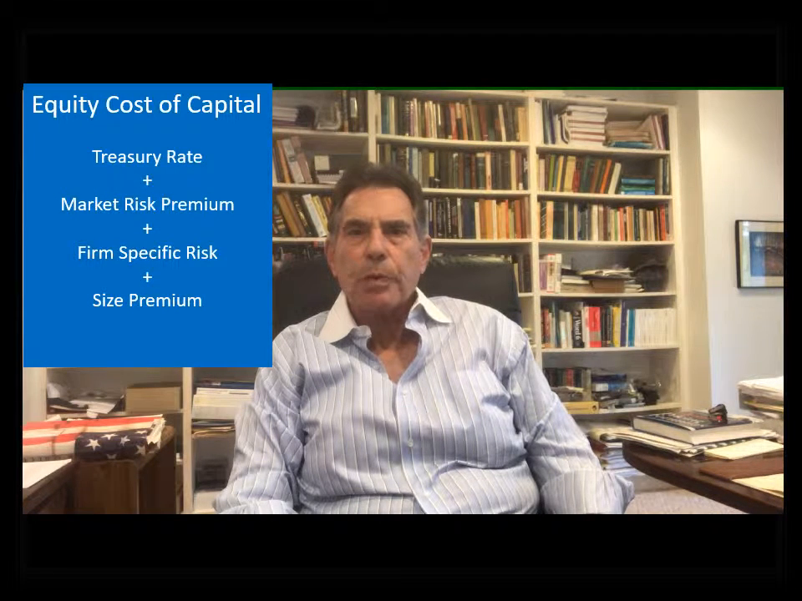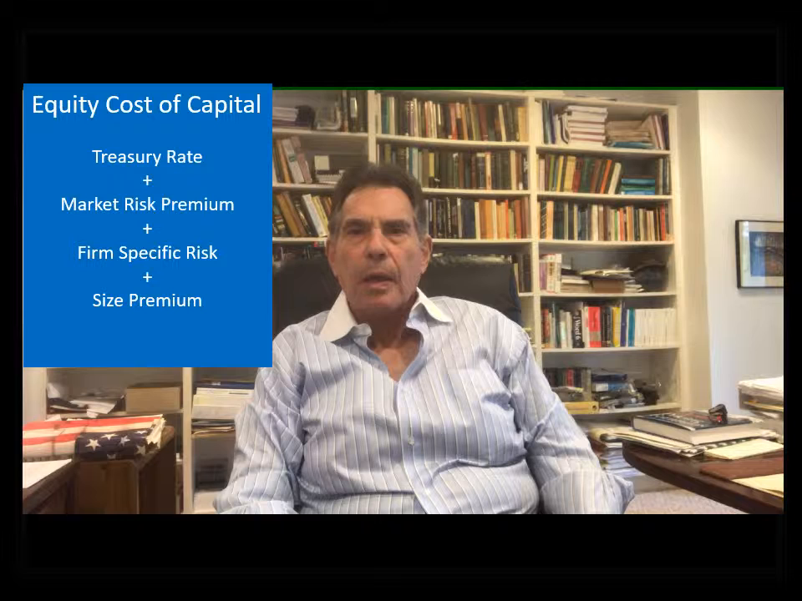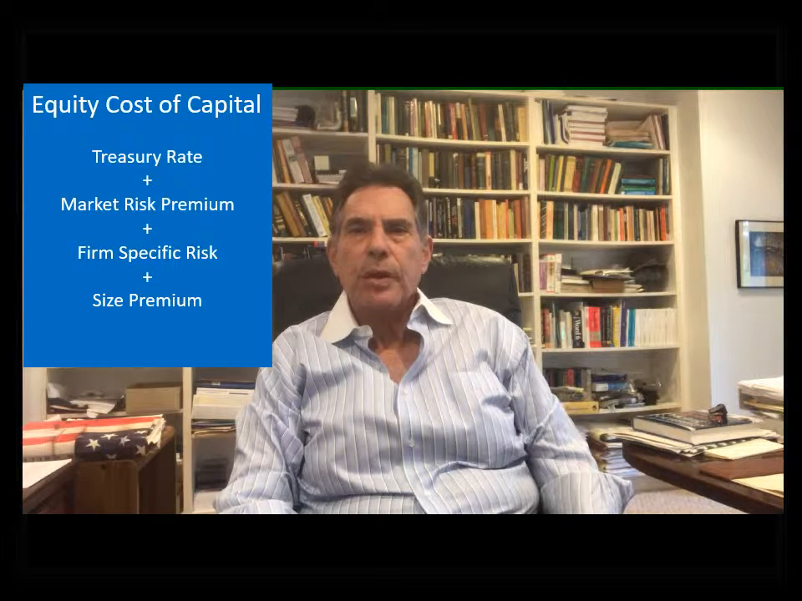The other components are the equity risk premium, which we'll define in a moment, or call the market risk premium. There's a size premium, namely an additional return investors require if the firm is smaller as opposed to larger. And there's something called the firm-specific risk premium. Now, if we add these components up, that is the treasury rate, the market risk premium, the firm-specific premium, and the size premium, that gives us the equity cost of capital.